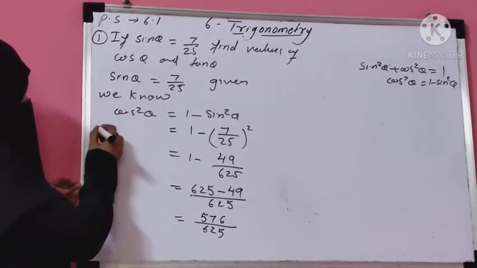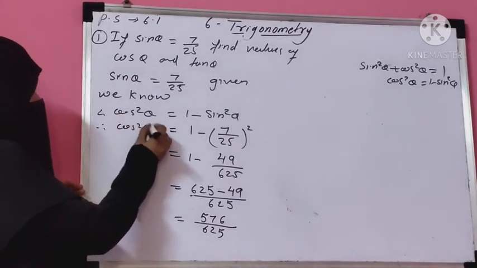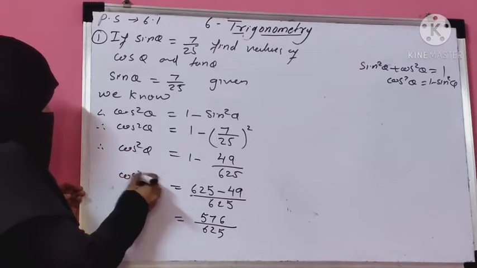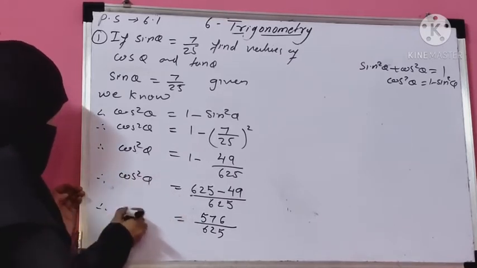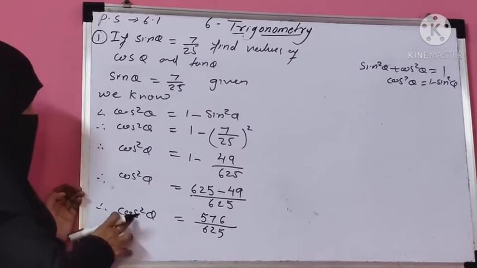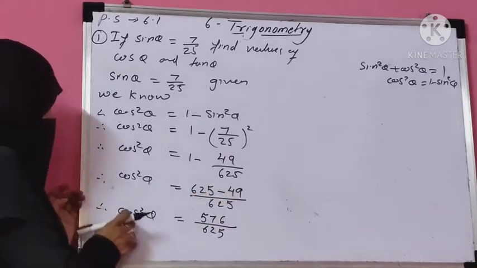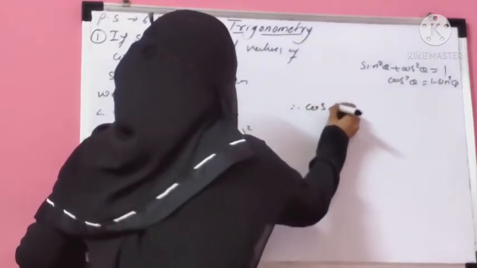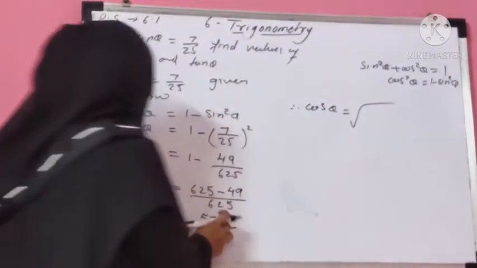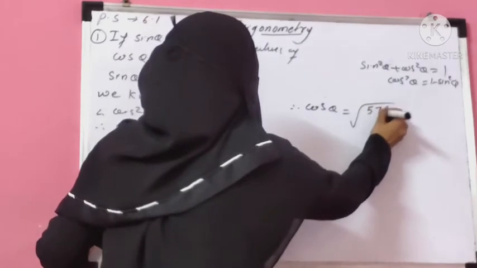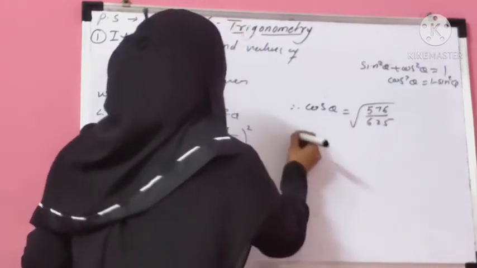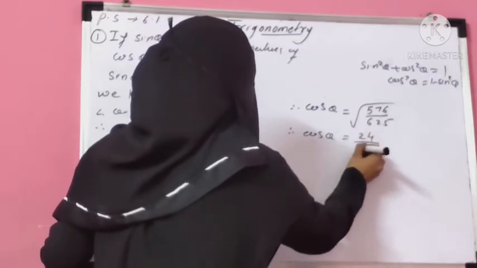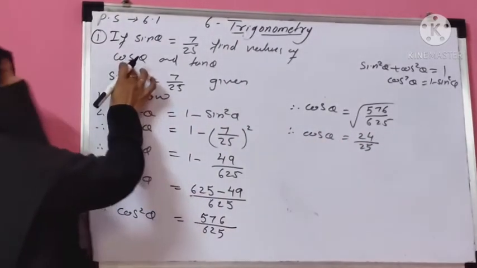So here you get cos square theta equal to 576 upon 625. Now if you remove the square here, then here becomes square root. So therefore cos theta is equal to under root 576 divided by 625. The square root of 576 is 24, and of 625 is 25. So you get the value of cos theta.